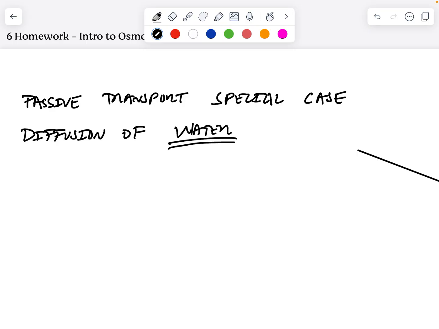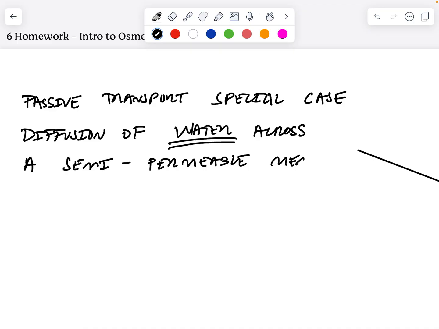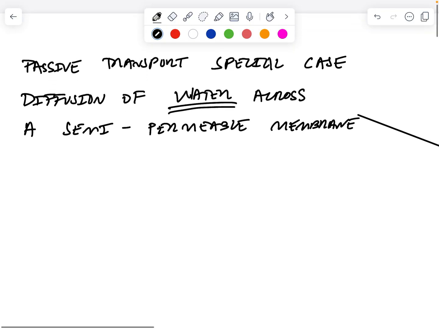Specifically, water across a semi-permeable membrane. We haven't really talked that much about this, but this idea of semi-permeable means the membrane lets some things in, but it doesn't let other things in.